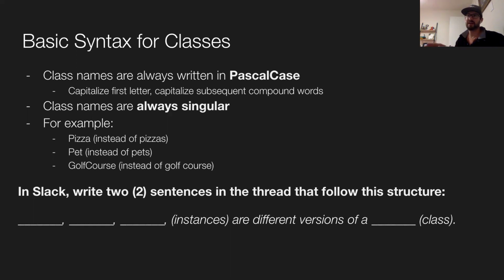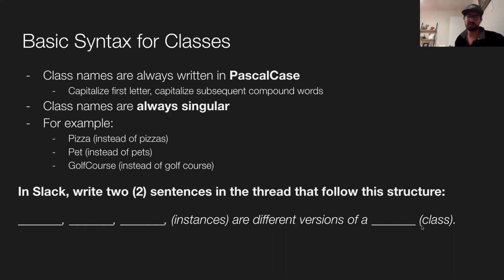Blank, blank, and blank are instances or are different versions of a blank class. So if we go back to my first example, I could say Nigel the cat, Pumpernickel the cat, and Bandit the dog are different versions of a pet class. Deep dish, pan, and New York style are different versions of a pizza class.